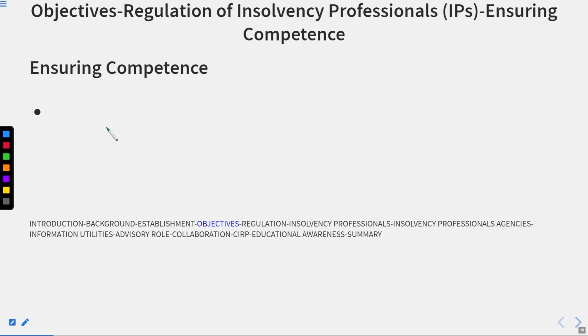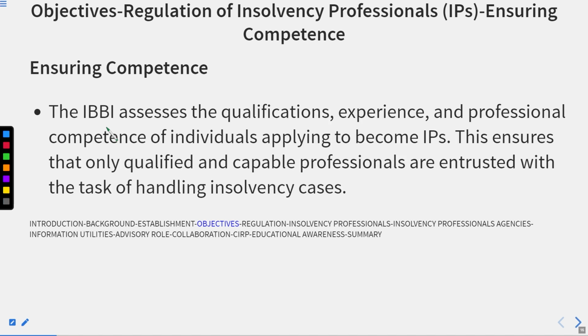First is ensuring competence. What do you mean by it? Let's see. The IBBI assesses the qualification, the experience, and the professional competence of individuals applying to become an IP. This ensures that only qualified and capable professionals are entrusted with the task of handling insolvency cases.